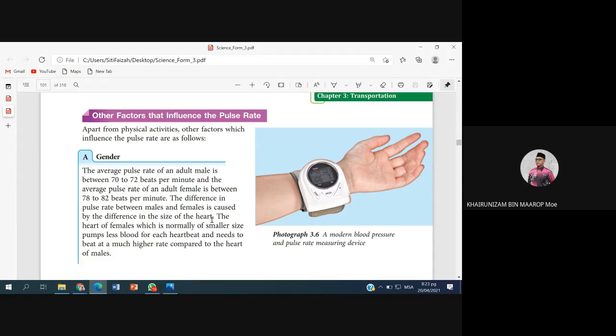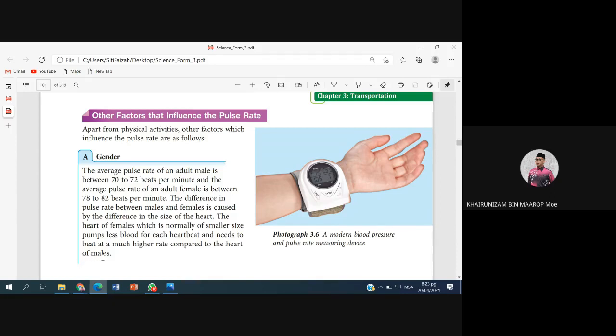Okay, the heart of female, which is normally a smaller size, pumps less blood for each heartbeat and needs to beat at a much higher rate compared to that of males.